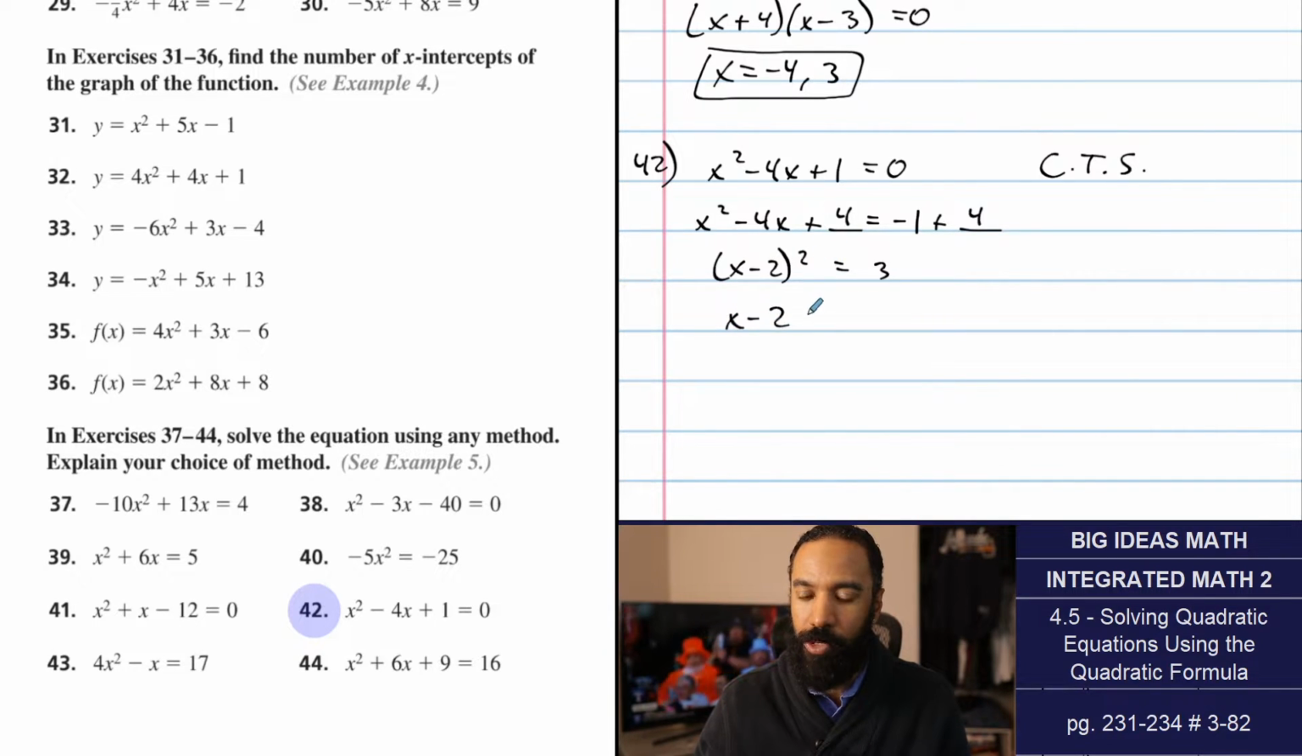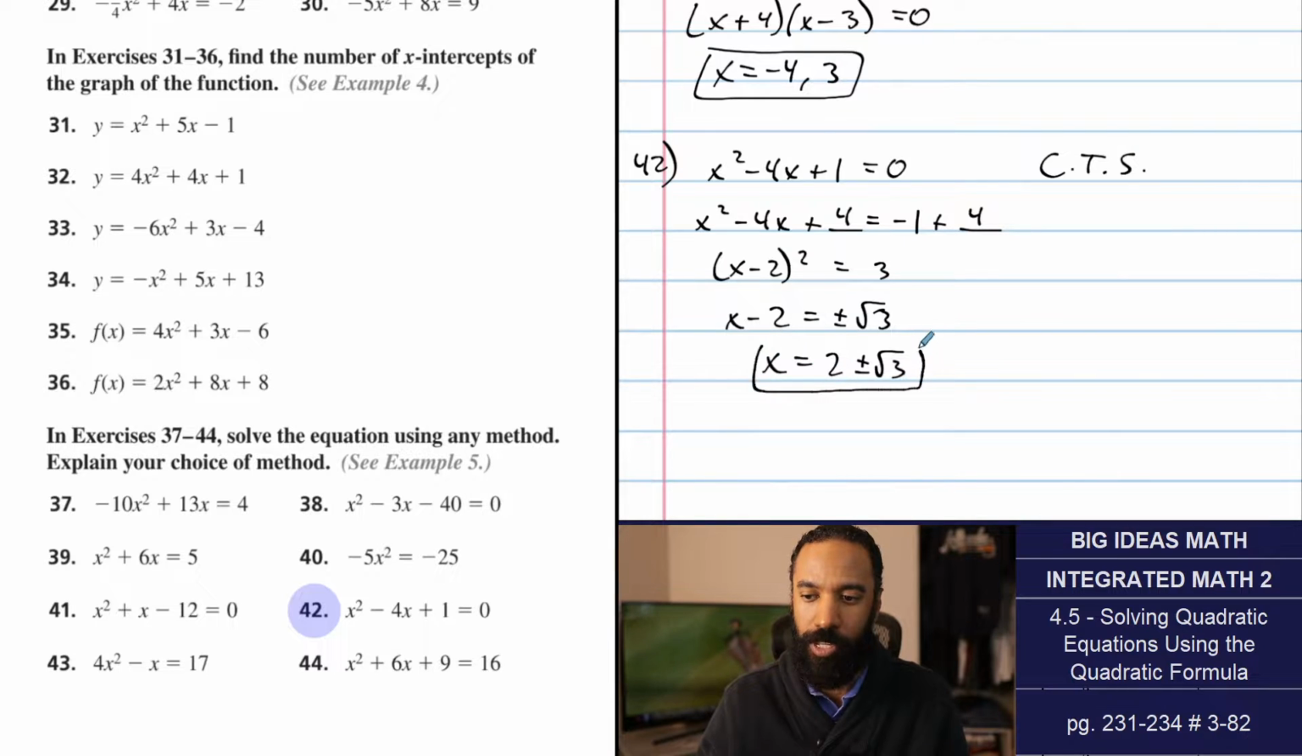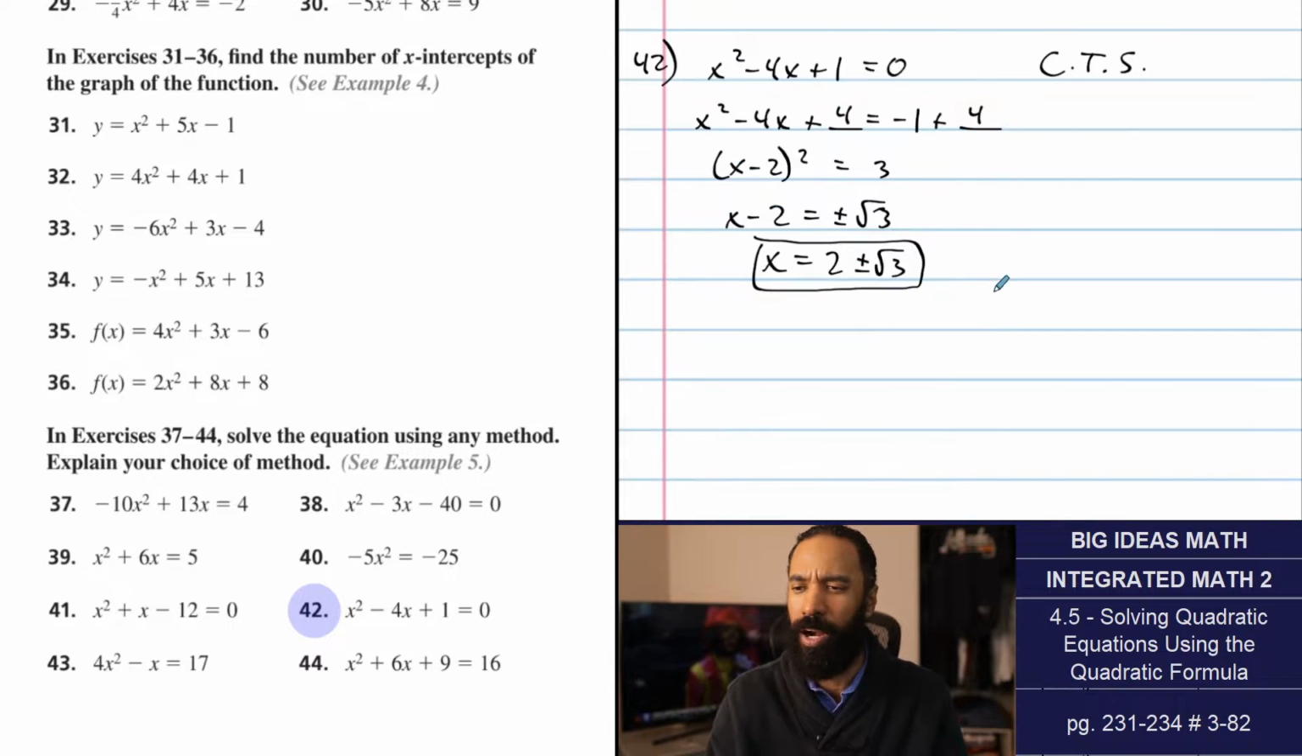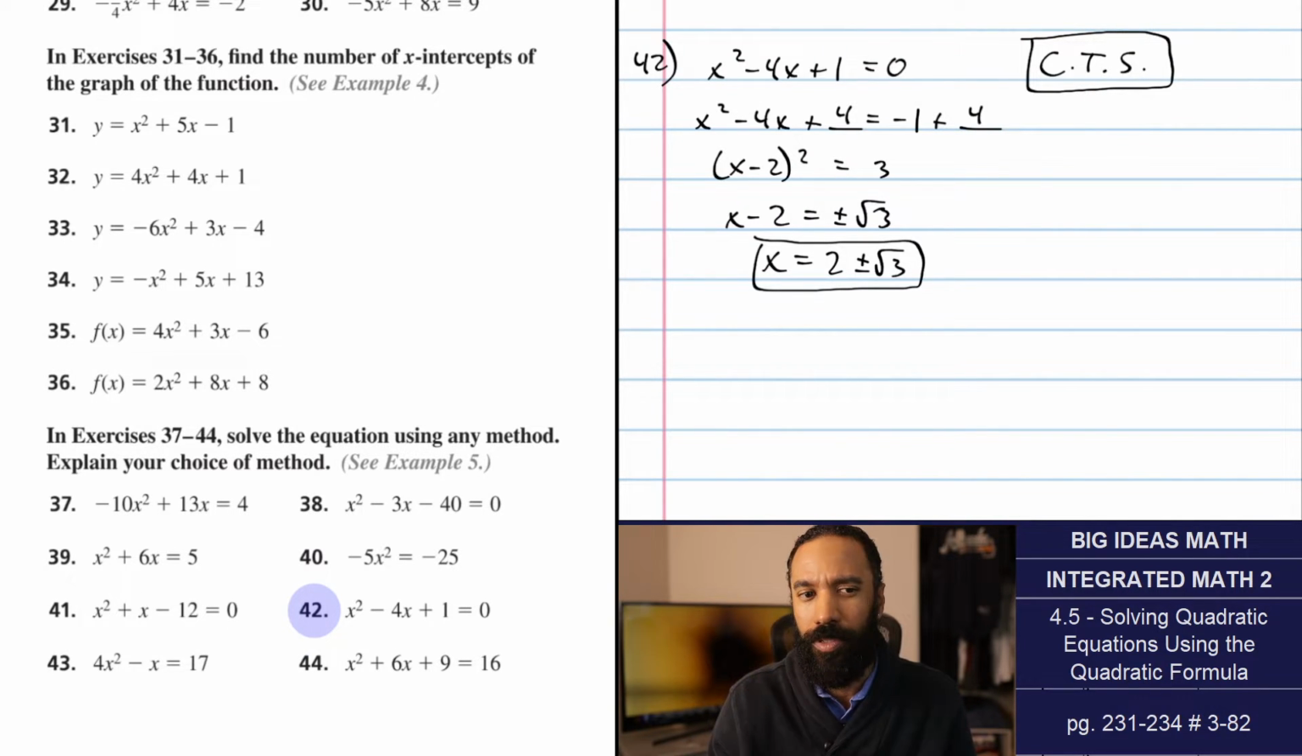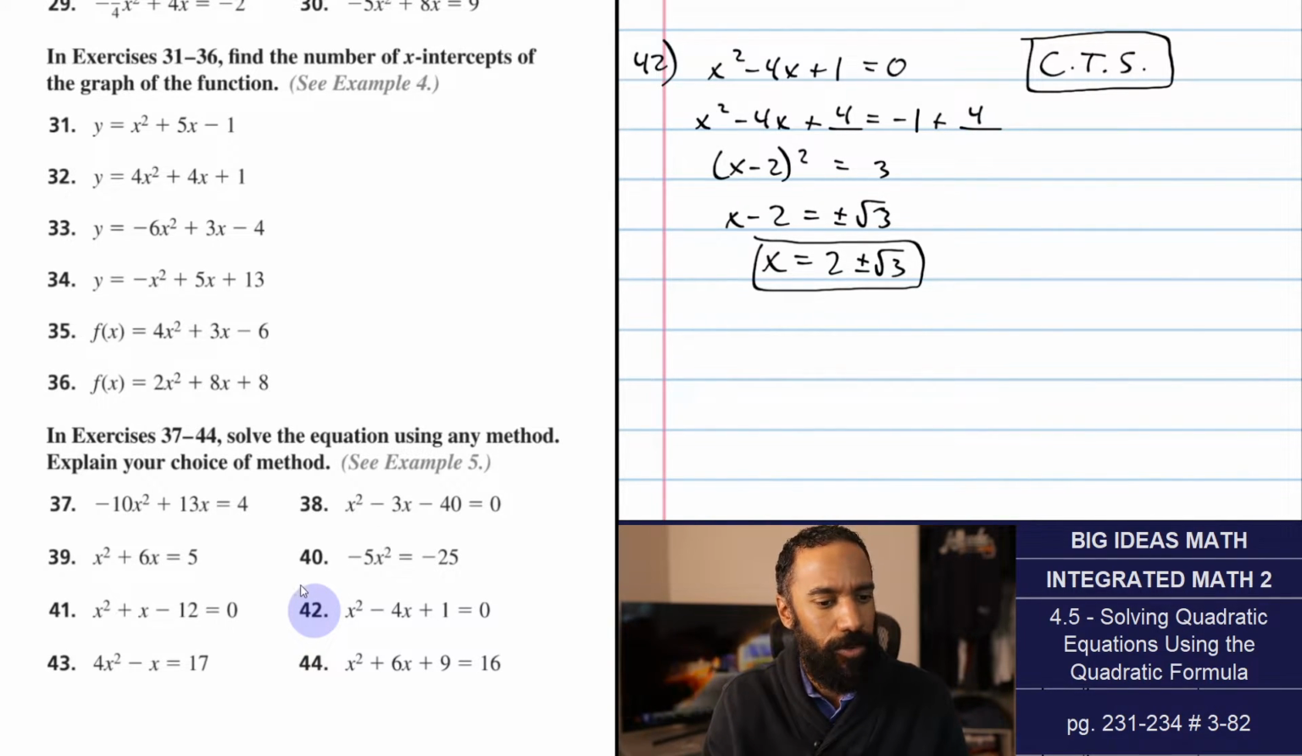We take the square root of both sides. We get x minus 2 is plus or minus the square root of 3. We add this 2 over to both sides. We get x is 2 plus or minus the square root of 3. Those are my two answers. Completing the square was cool, man. Completing the square is cool. Not always, but there, it was cool.